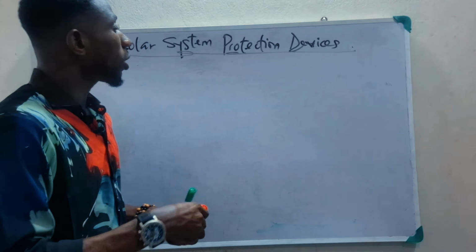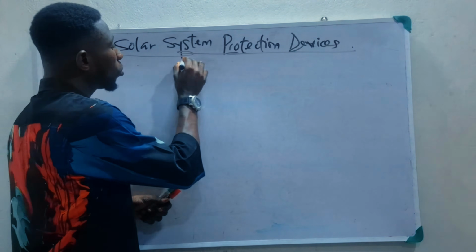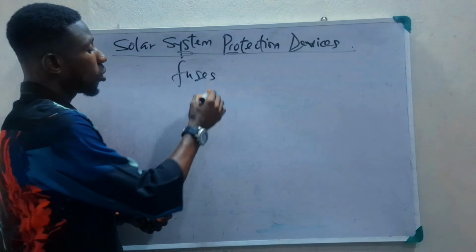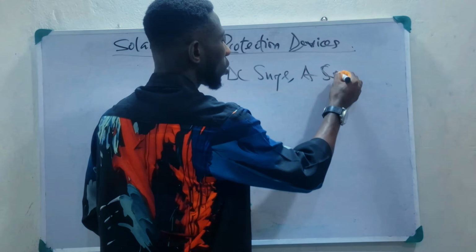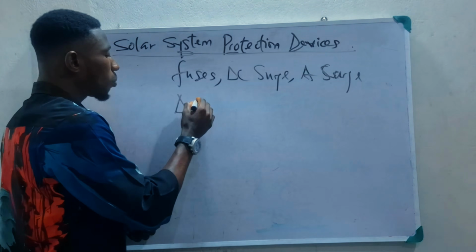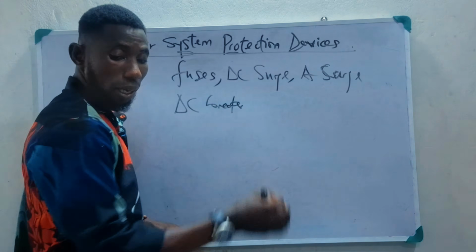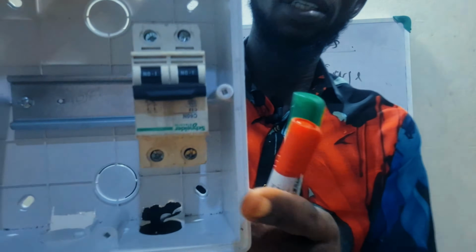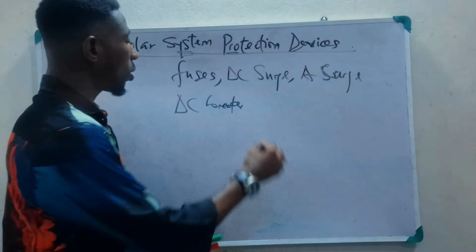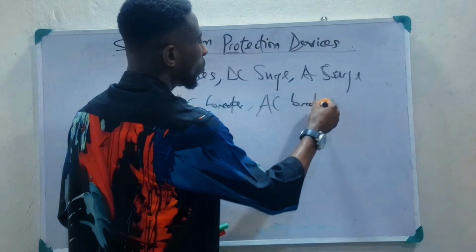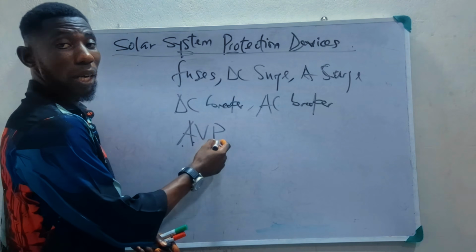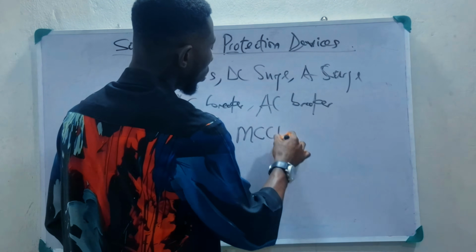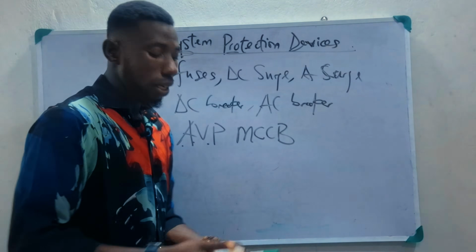These protection devices include the fuse, then we have the DC surge, then we have the AC surge. We have the DC breaker. This is an example of a DC breaker. You can see it here. Then we also have the AC breaker. Then we have the AVP, which is the automatic voltage protector. Another thing we have is the MCCB. Then we have other breakers in the system.